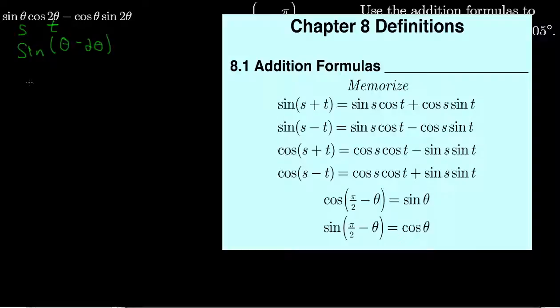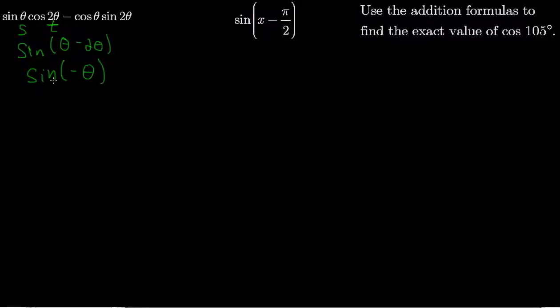I know that theta minus 2 theta is a negative theta, so that simplifies into sine of negative theta. And then from the previous chapter, we know that the sine of negative theta is the same thing as the opposite of sine theta, and that's because sine is an odd function. So this is a simplified version of the original expression.